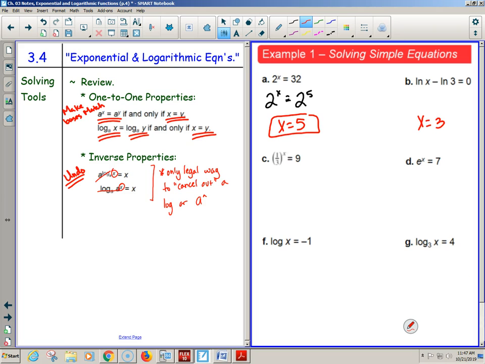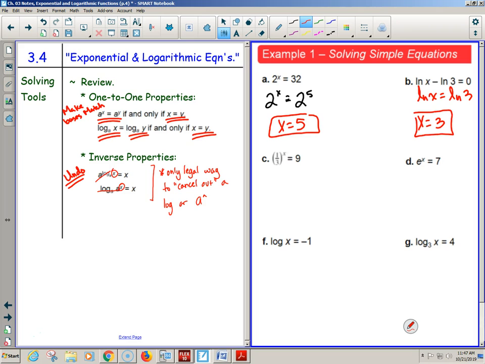Why? Because ln of 3 minus ln of 3 is 0. Yeah, you see it? Careful how you say it. With ln of x, couldn't I move ln of 3 to the other side, and now what's true? Do they match? Yeah, the same way the bases match, the log bases match. Hey, x equals 3. I'm done.